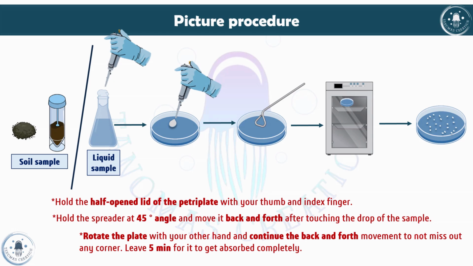Now rotate the plate with your other hand and you continue the back and forth movement to not miss out any corner. Now leave the plate for 5 minutes for it to get absorbed completely in the laminar only, and then you label it properly and then you put it in the incubator in an inverted position. Okay, so these are some of the things that you need to keep in mind for spread plate technique.